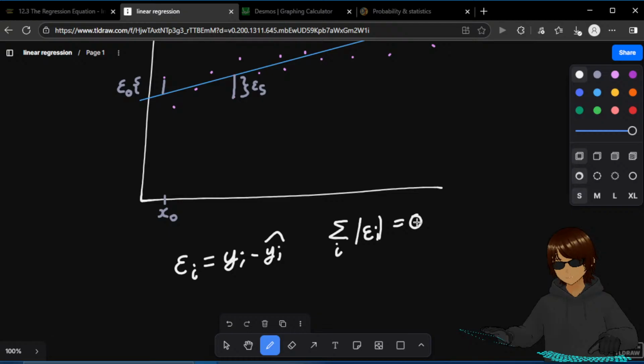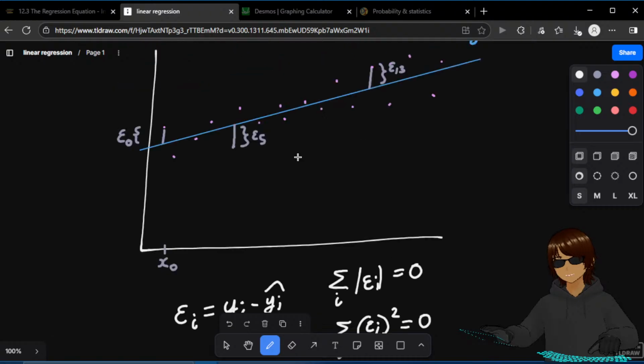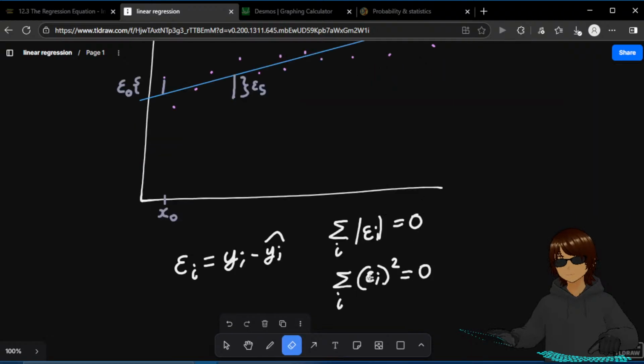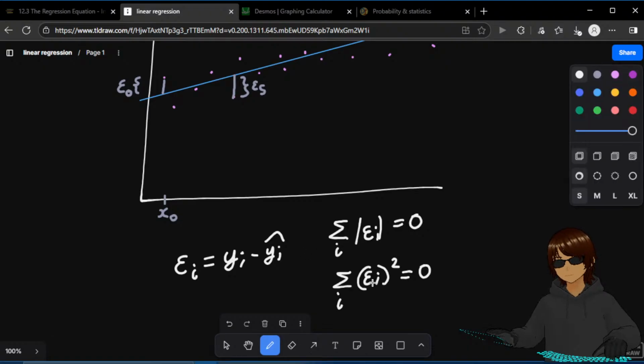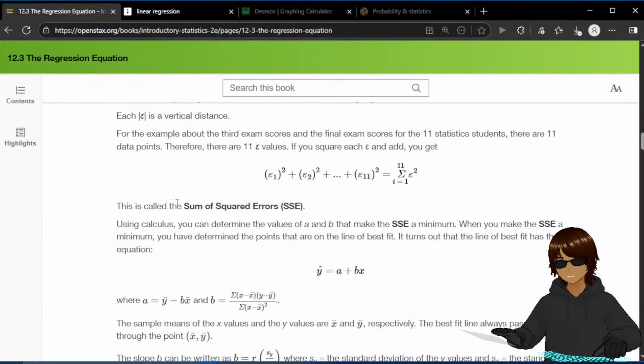But it's easier to do math with a square than a modulus. When we square it, the negative goes away. But since this is the line of best fit, the square of this, square of this, square of all of them, the sum of it should equal 0. This is called the sum of squared errors.